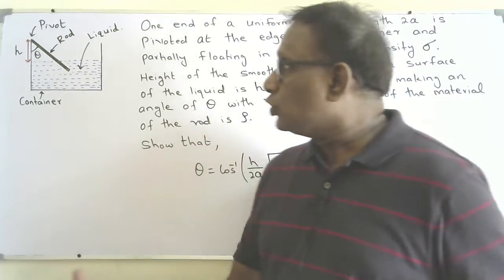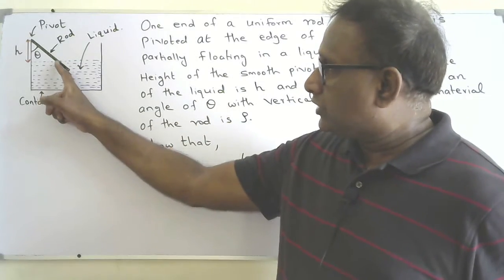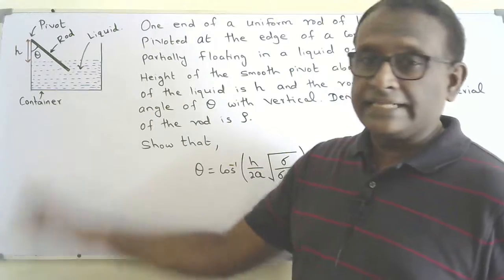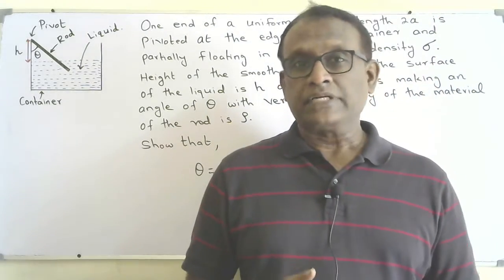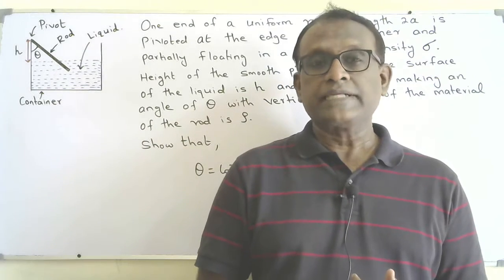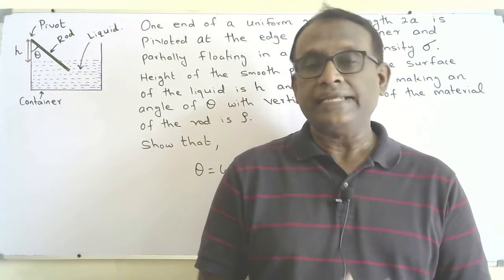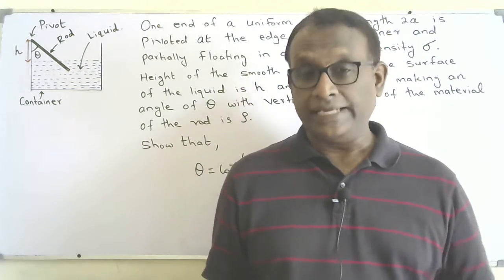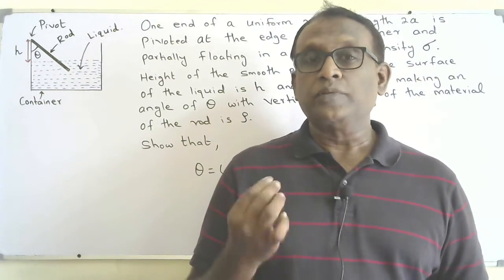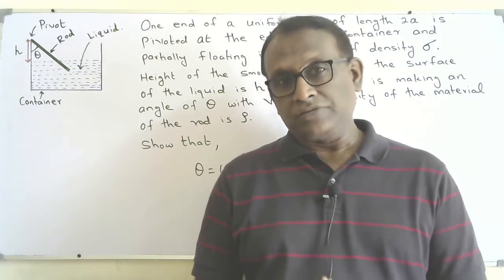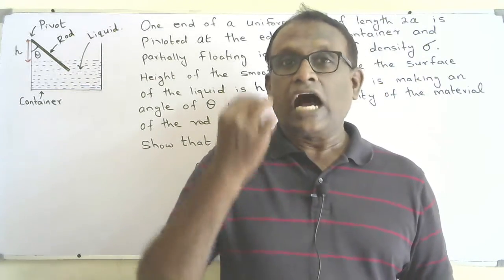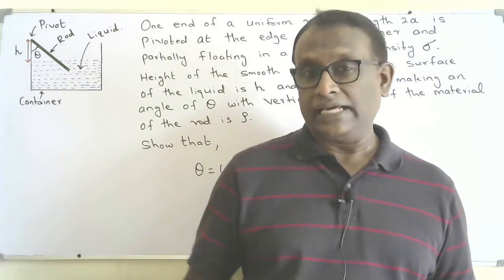We need to use, a part of the rod is inside the liquid, so there will be upthrust. So we should know the upthrust is equal to, according to Archimedes principle, the weight of the displaced fluid. And very important, you must know where it will act. Normally that's a confusion. Students ask, where will the upthrust act? Where should we mark the upthrust?